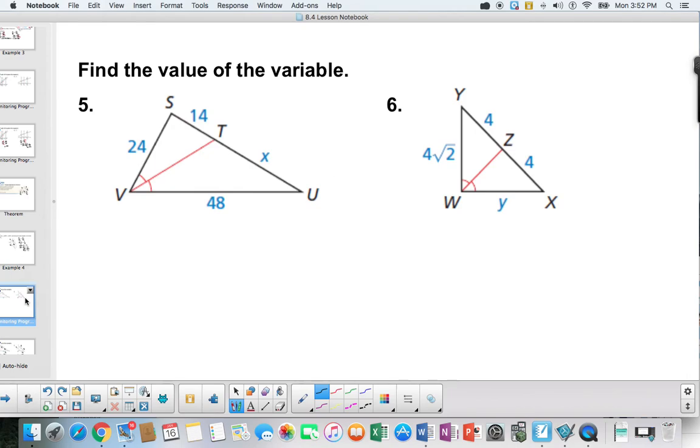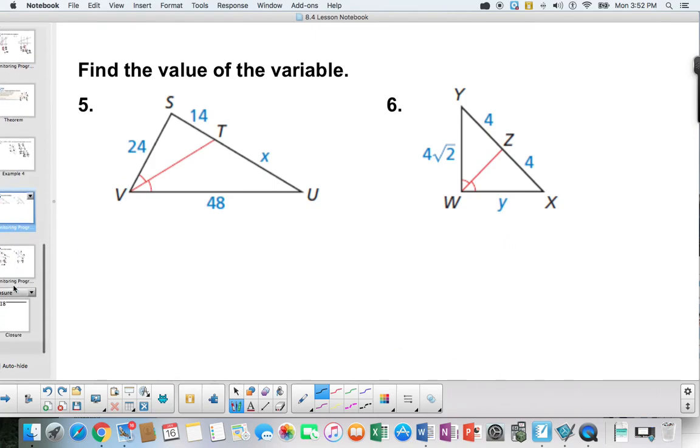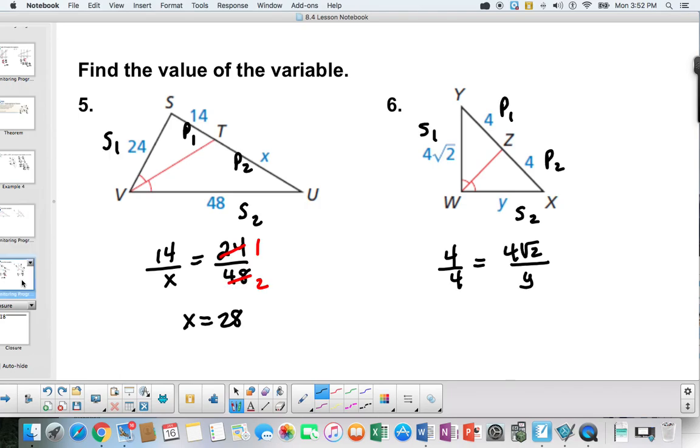Okay, now it's your turn to find the values of x and determine y for number 6. Stop the screencast and see what you can do. And here's the answer. Again, I set it up with part 1, part 2, side 1, side 2, and I am able to find these answers. It looks like I don't have the answer for y, and y will be equal to 4 root 2, and that's because this is in a 1-to-1 ratio, so these lengths have to be the same as well.